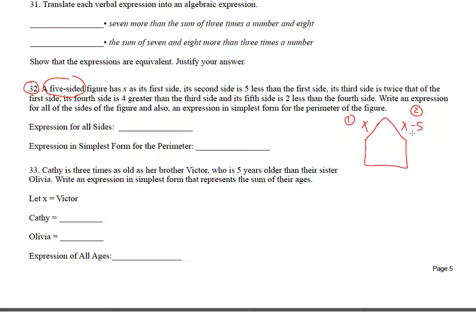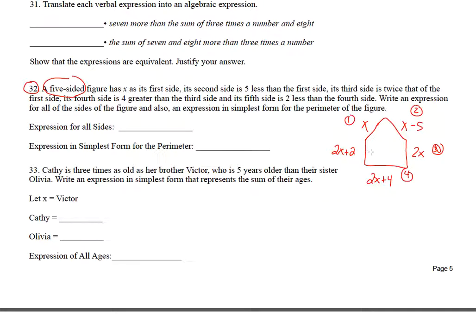The third side is twice the first side. So the first side is x, twice that would be 2x. The fourth side is 4 greater than the third side, so that would be 2x plus 4. And then the fifth side is 2 less than the fourth side. So the fifth side would be what, Andy? 2x plus 2. 2x plus 2.